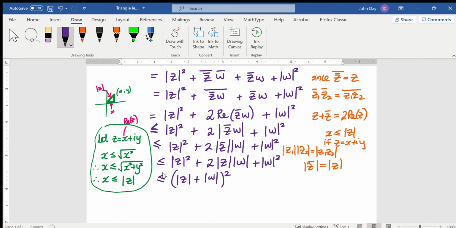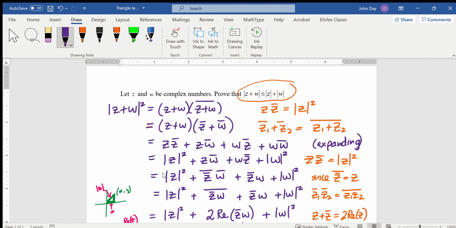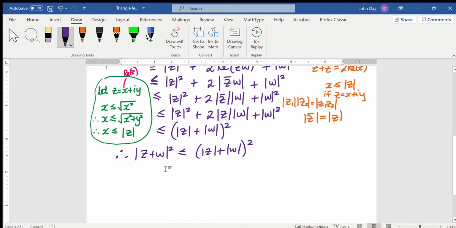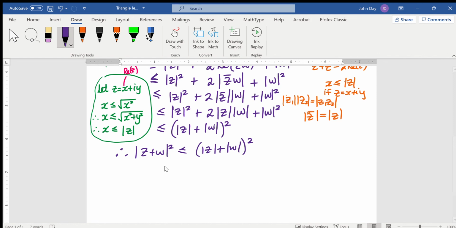So what are we saying? If you trace back up on the left-hand side, you've got mod of z plus w squared. So I'll just write, therefore, mod of z plus w squared is less than or equal to mod of z plus mod of w squared. All right, so now we can just square root that and say, well, therefore, mod of z plus w is less than or equal to mod of z plus mod of w. We got that by square rooting.